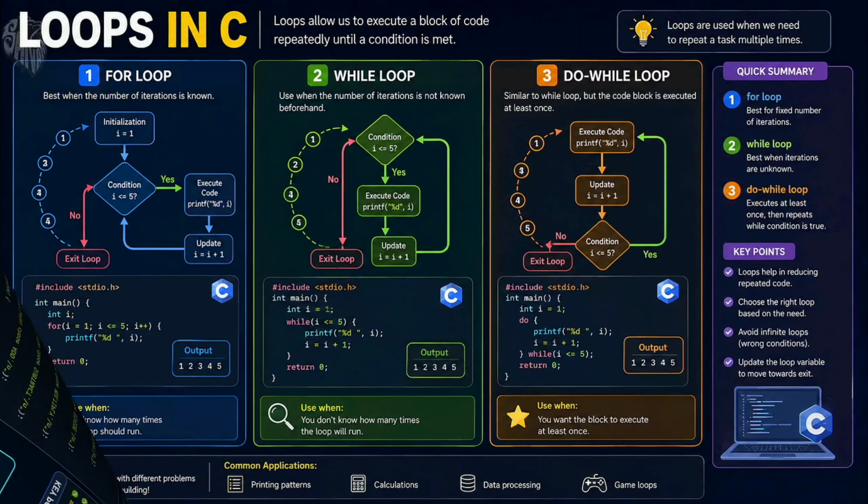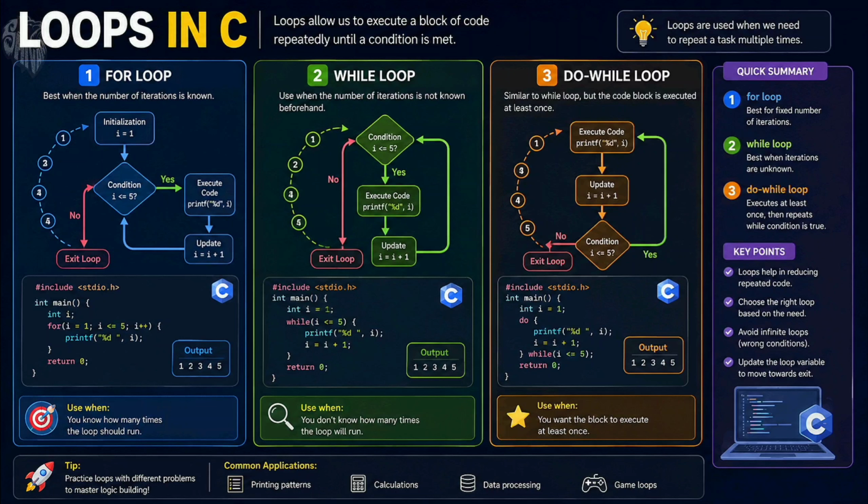13. Loops. A loop repeats a block of code. C has 3 main loops. For is used when you generally know how many times to repeat: for (int i = 1; i <= 5; i++) printf("Number %d", i). While repeats while a condition is true: while (x <= 5) x++. Do-while runs the code at least once, then checks the condition: do { x++; } while (x <= 5).